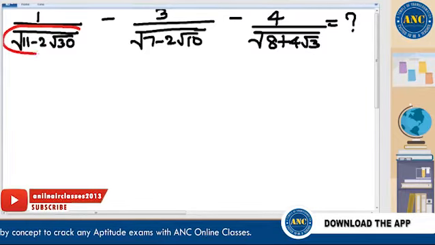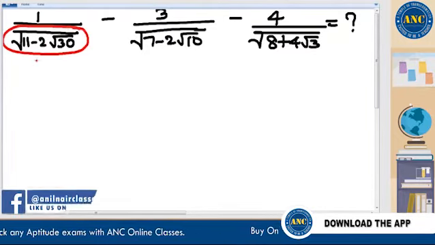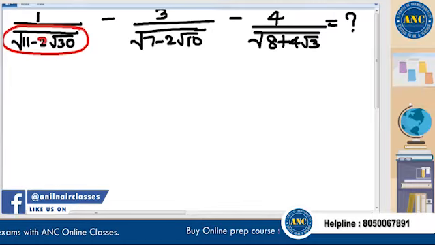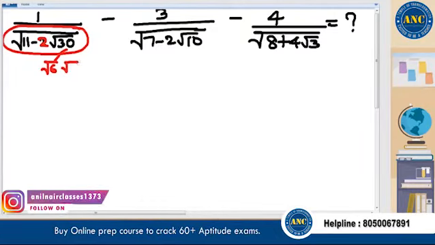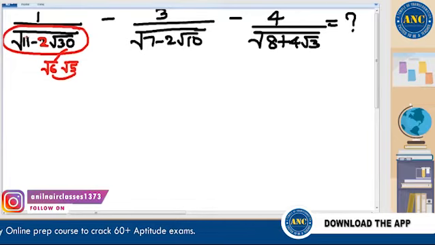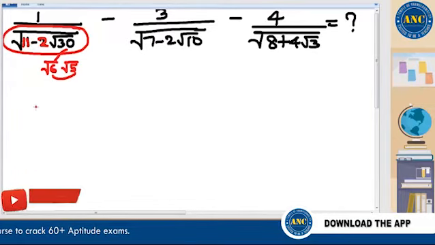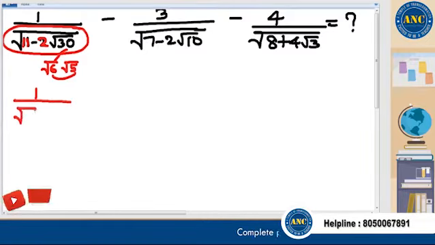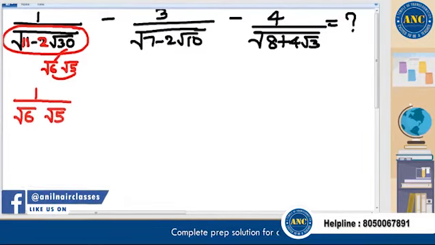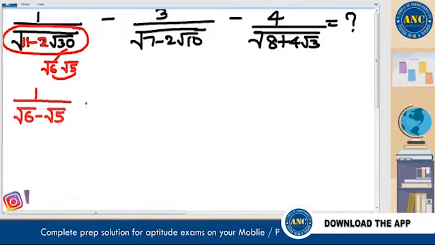If I take this denominator, already 2 is present, which I am happy for. This 30 is root 6 into root 5, and 6 plus 5 is also 11. Yes, directly I will get the first term as 1 divided by root 6 minus root 5. Because I have a negative sign in between, put a minus. This is my first term.